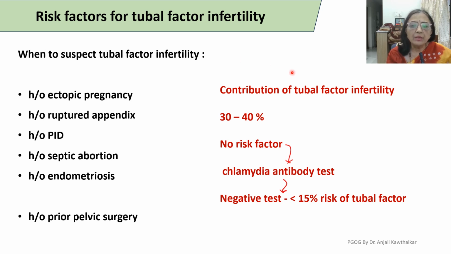Now, tubal factor contributes in a major way to infertility. It is responsible for 30 to 40% of the cases of infertility. If there is no risk factor and we do the chlamydia antibody test, and if the chlamydia antibody test comes negative, then the possibility of having tubal factor infertility is less than 15%. So, no risk factor and a negative chlamydia antibody test, then we can say that the risk of having tubal factor infertility is less than 15%. It is not zero, but less than 15% will be the risk in that case.